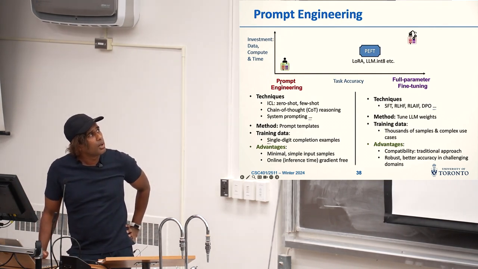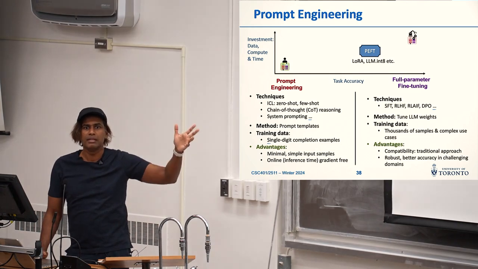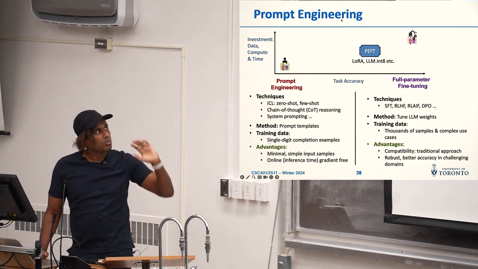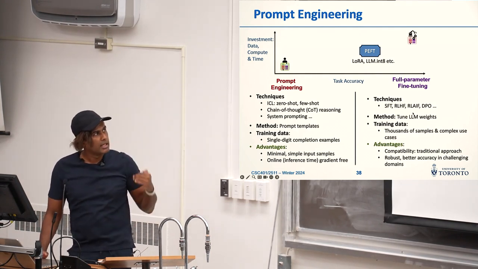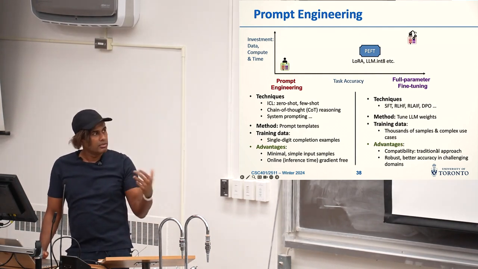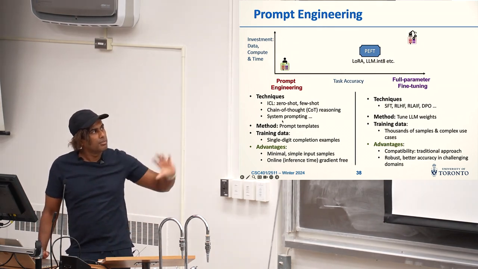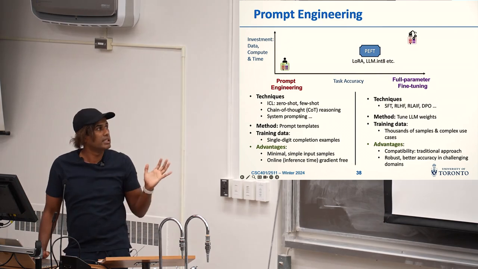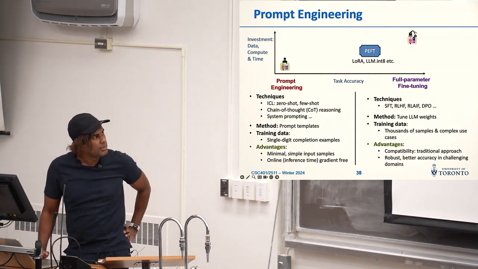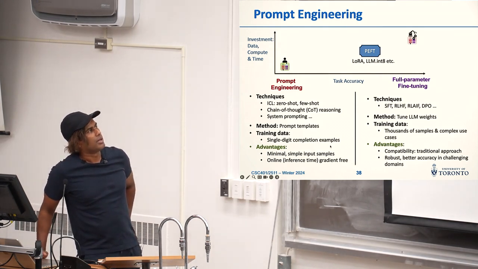So why prompt engineering? Remember that these are gradient-free updates, right? We're not training the model. On one side of the spectrum, you have full parameter fine-tuning. You're training a language model with lots of data, and you're doing gradient descent and whatnot, right? But with prompt engineering, you have a pre-trained model, and you're just using different prompting techniques to extract better utility, whatever your definition of utility is. And it's minimal, simple input, and you can do online inference-time updates to your answers, okay?